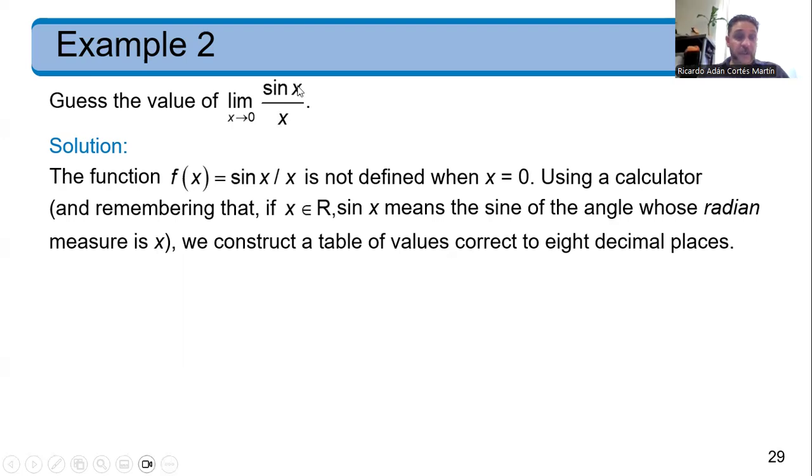And remember, when we use a function like this, the sine of x, the x value is assumed to be given in radians, okay? Because if we use degrees, we're not going to get the limit correct, okay?